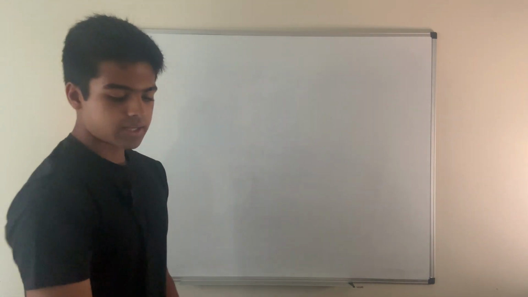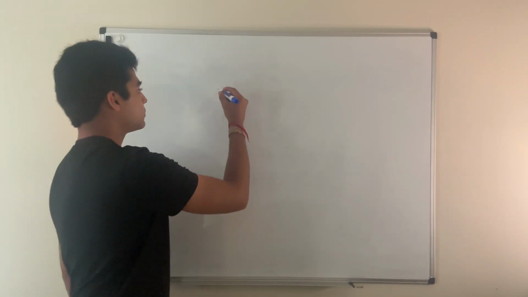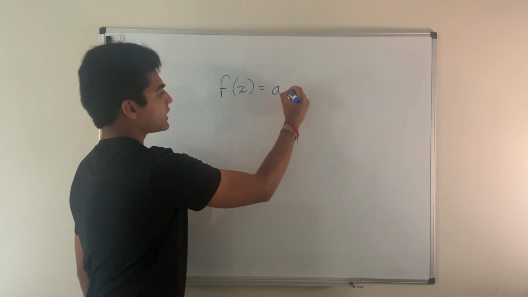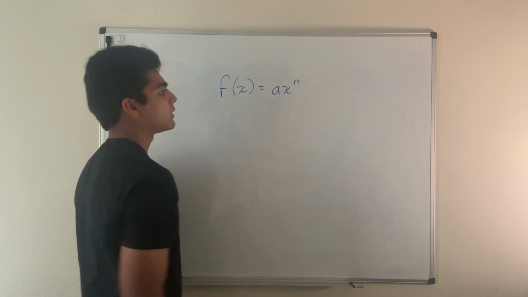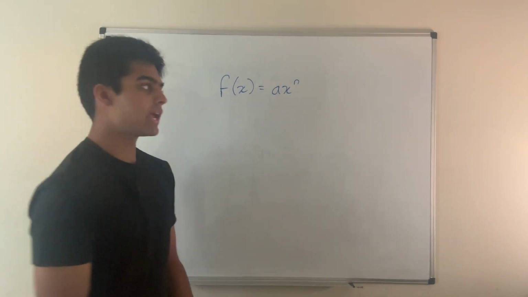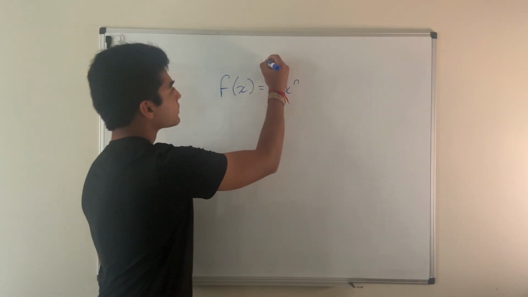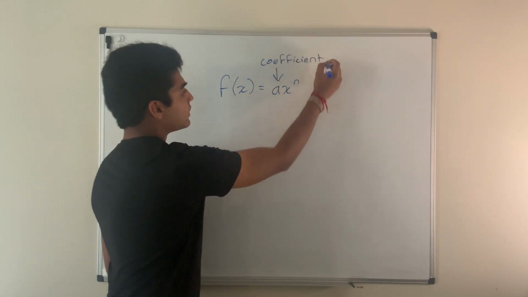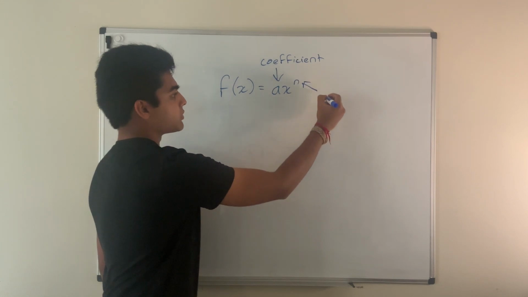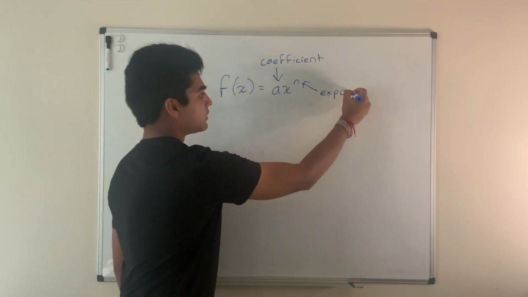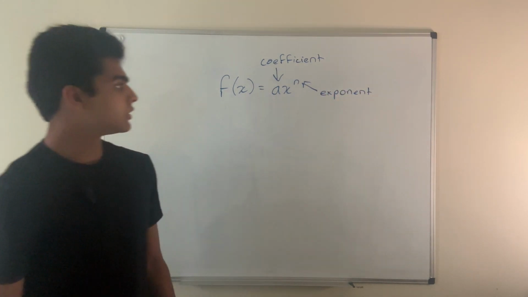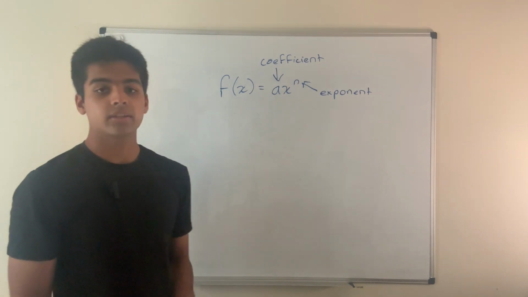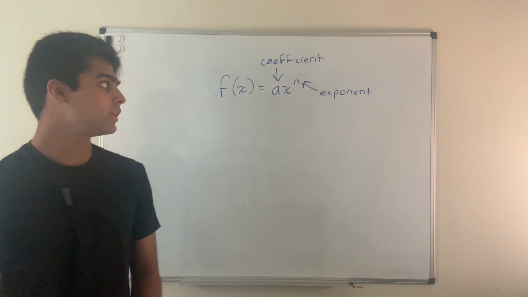So the power rule in simple terms. Suppose we had f of x equals a times x to the n power. Now this is a general term where a is the coefficient, and n is our exponent. Okay? So a in this case can be any constant, and n could also be any constant, any number really.